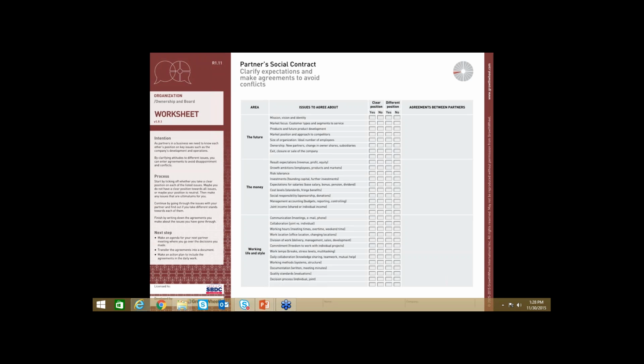So the last piece of this, of course, would be to make an action plan to begin to make the agreements that you and your partner or partners come up with so that it actually comes into being the way you want it to come into being.